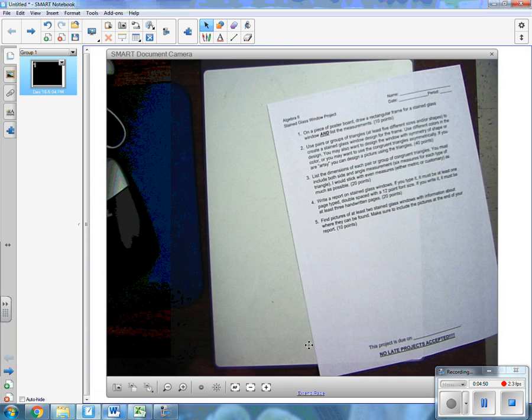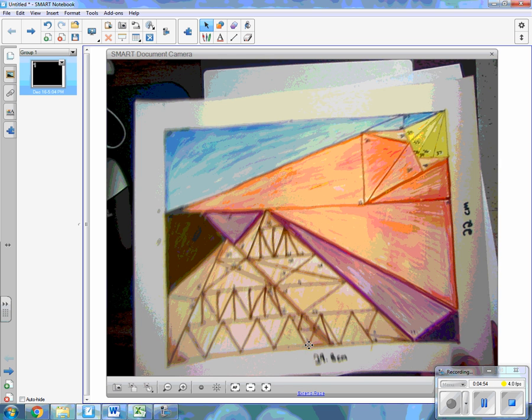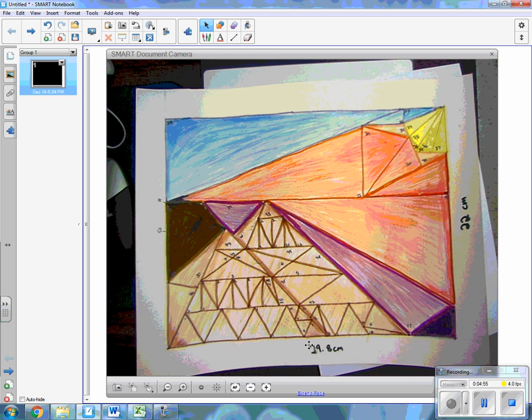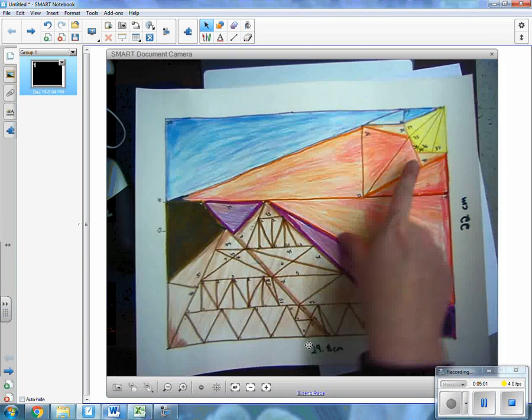Another one is this one. So it's the Egyptian pyramids. You see the two pyramids here and here. And then we've got the sun.